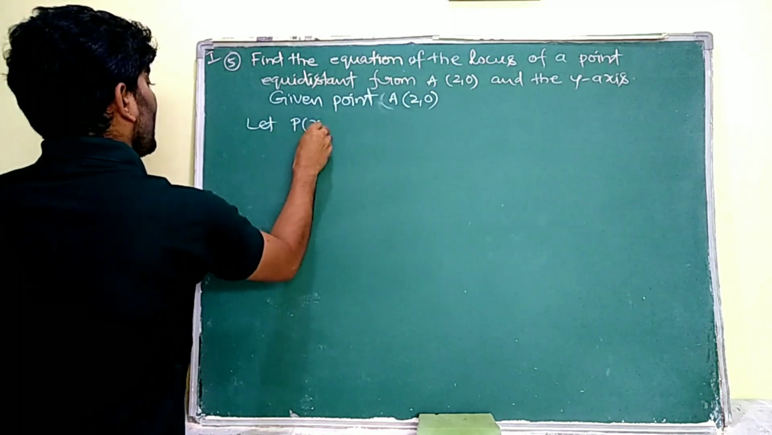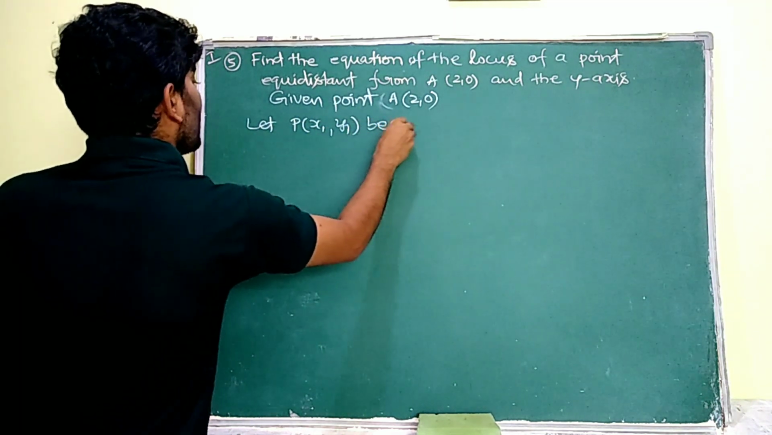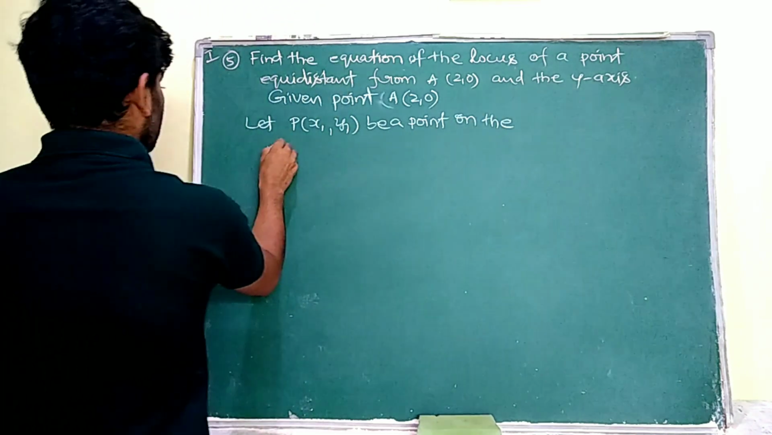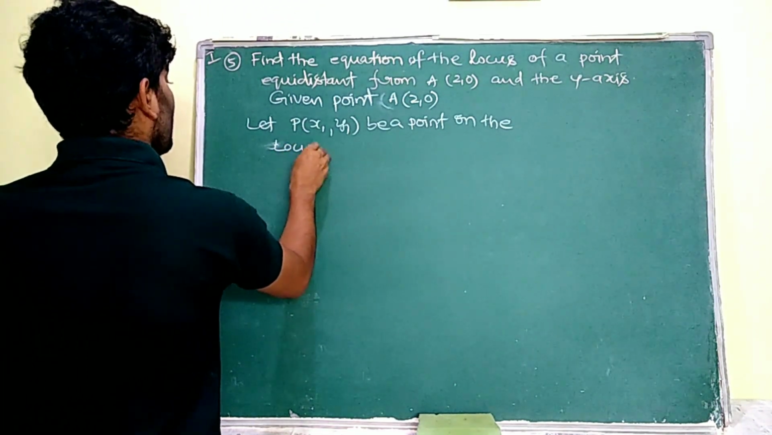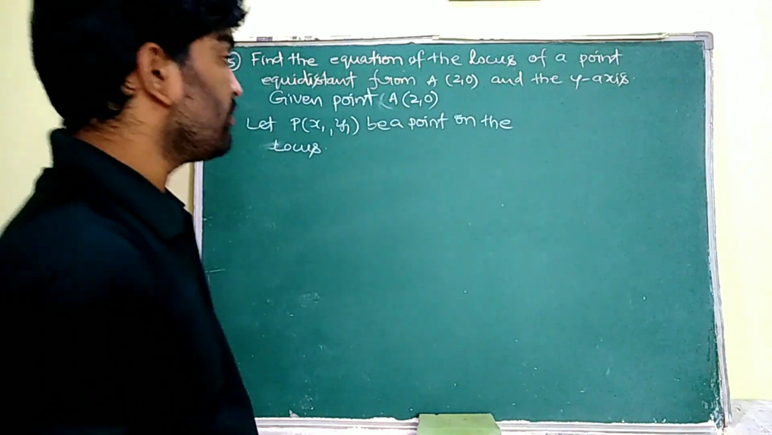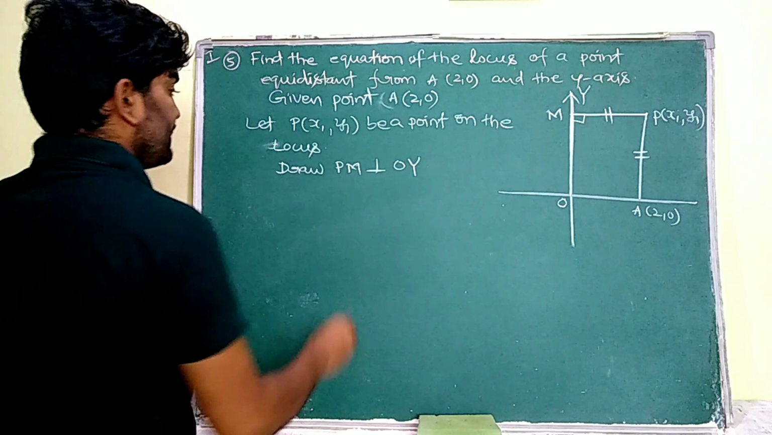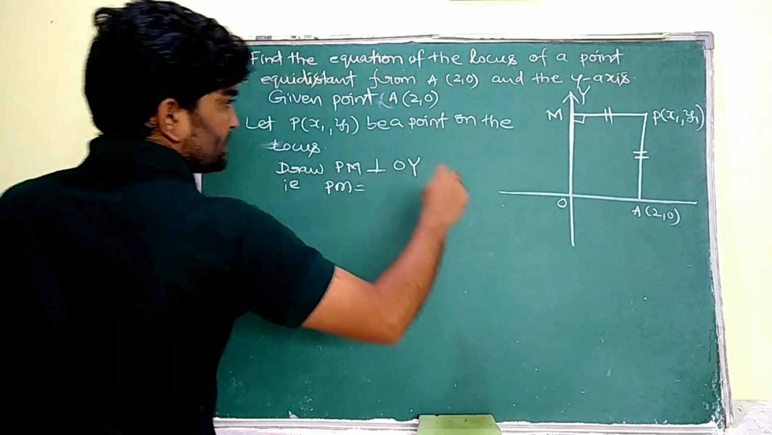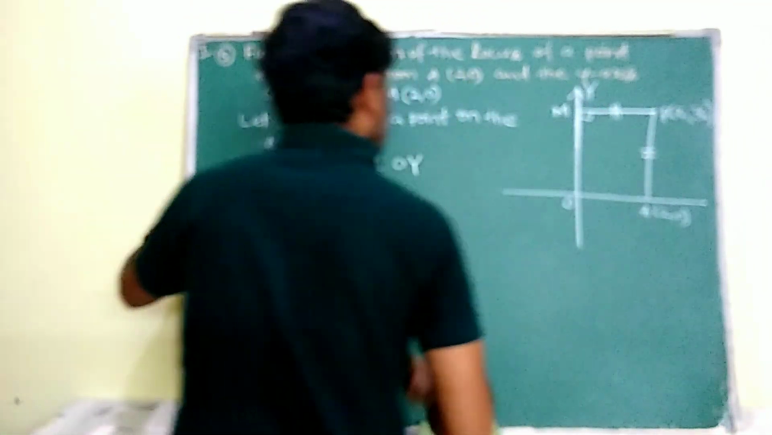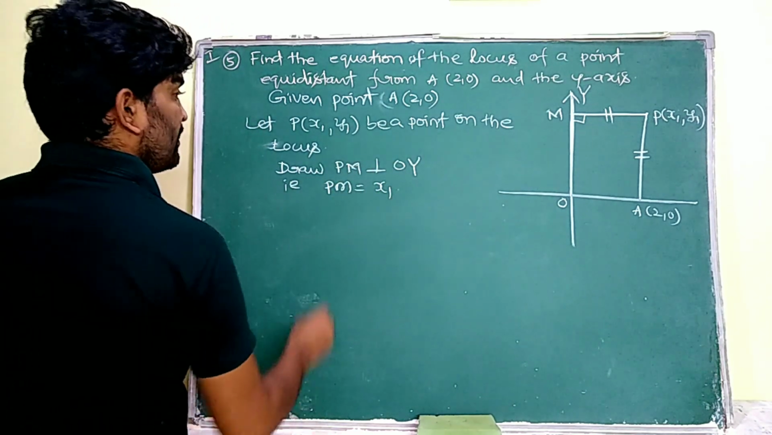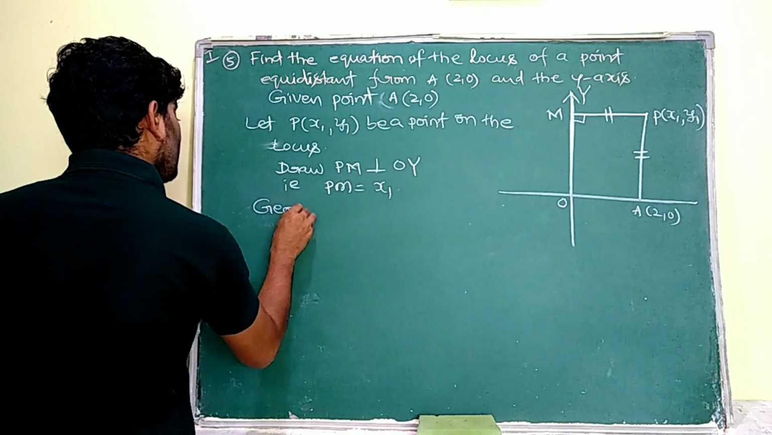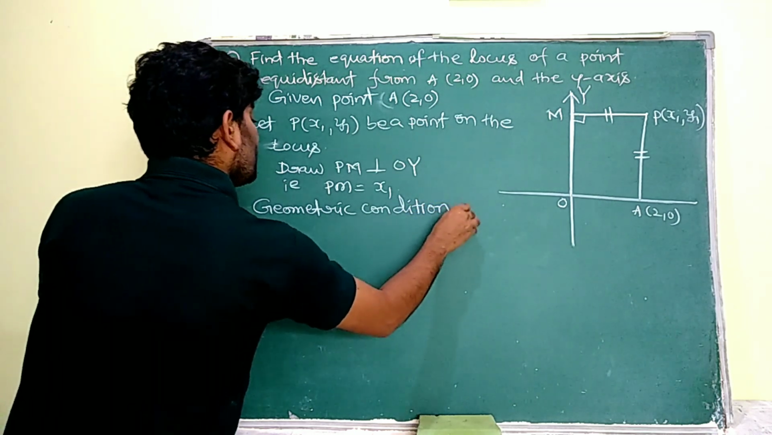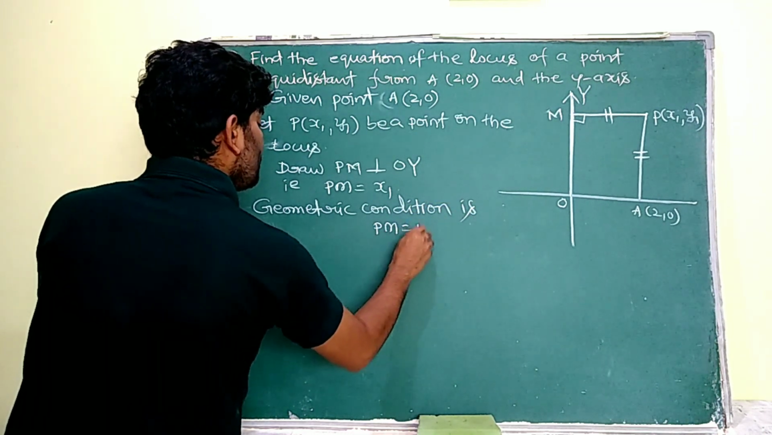Let P(x1, y1) be a point on the locus. The distance PM is equal to x1. Now the geometric condition is PM is equal to PA.